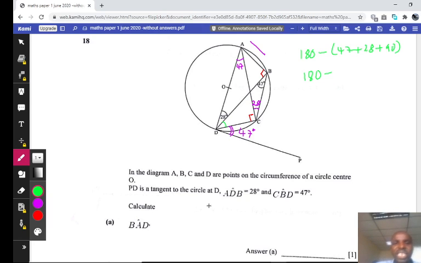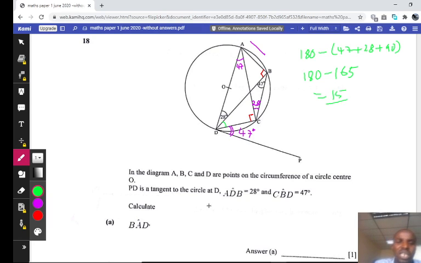Alright, so it's 180 minus 47 plus 28 plus 90. 90 plus 47 plus 28. What do you get? It's 165. Right. So 180 minus 165. What do we get? You get 15 degrees.